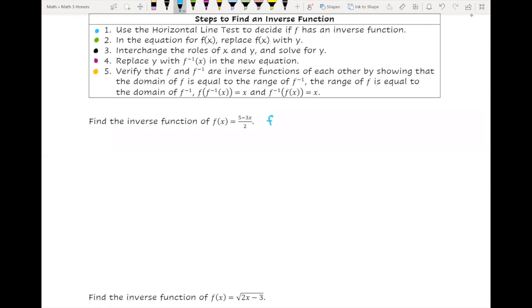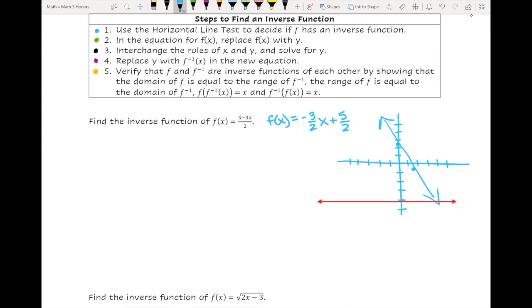So I'm going to break f down into slope-intercept form, so I will get -3/2 x plus 5/2. It just makes it a little easier to graph. My y-intercept is at 5/2 or 2.5. My slope is -3/2, so down 3/2. And we're going to do the horizontal line test on this line. So any horizontal line only hits one point on this particular line. So for that reason, I can find an inverse function.